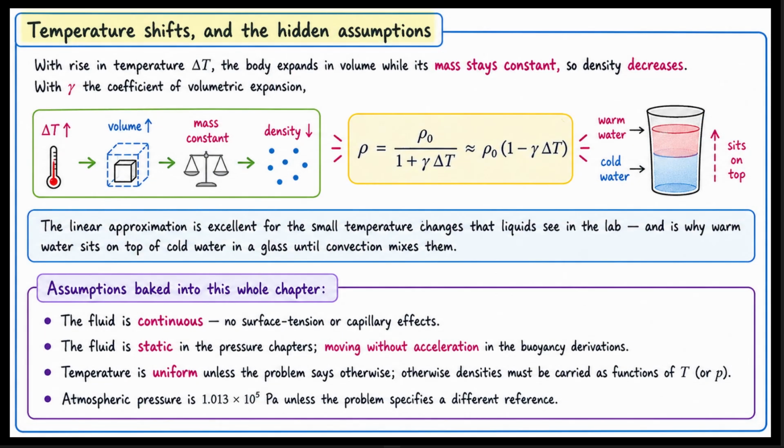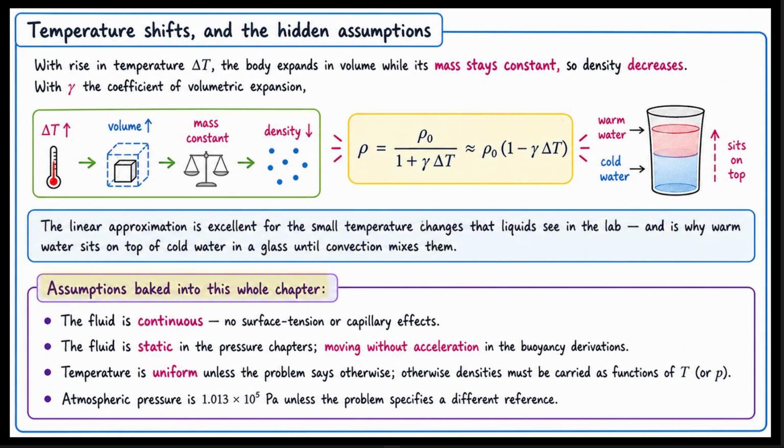Temperature assumptions, and what the chapter quietly assumes. Temperature does the opposite. Warm a liquid and its density drops. The mass stays the same while the volume expands, so density decreases. With gamma the coefficient of volumetric expansion and delta T the temperature rise, the density becomes ρ naught over 1 plus gamma delta T, which for small temperature changes is well approximated by ρ naught times 1 minus gamma delta T. That linear approximation is accurate for the temperature shifts a lab beaker sees. And it is also why warm water sits on top of cold water in a glass until convection mixes them.